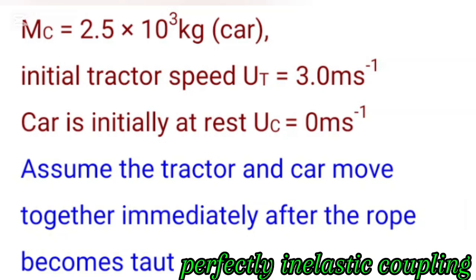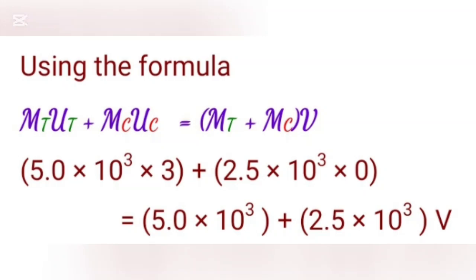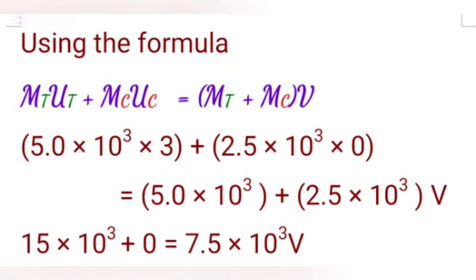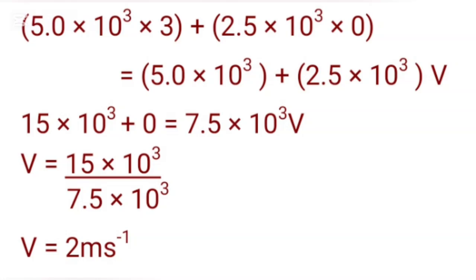Perfectly inelastic coupling. Using the formula mt ut plus mc uc is equal to (mt plus mc) v. Substituting, 5.0 times 10 raised to power 3 times 3 plus 2.5 times 10 raised to power 3 times 0 is equal to (5.0 times 10 raised to power 3 plus 2.5 times 10 raised to power 3) v. 15 times 10 raised to power 3 plus 0 is equal to 7.5 times 10 raised to power 3 v. v is equal to 15 times 10 raised to power 3 divided by 7.5 times 10 raised to power 3. v is equal to 2 meters per second.